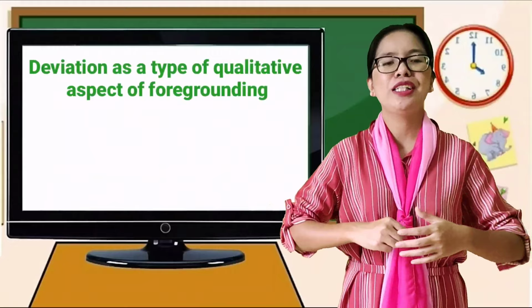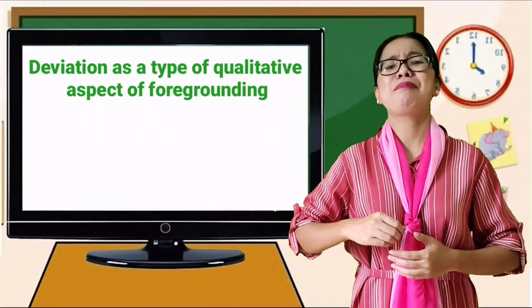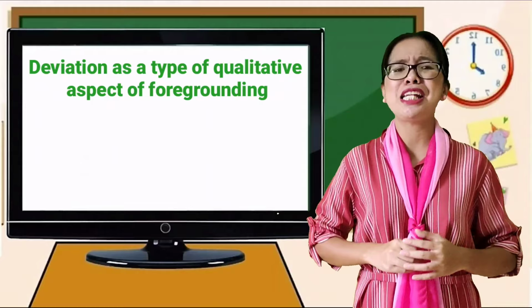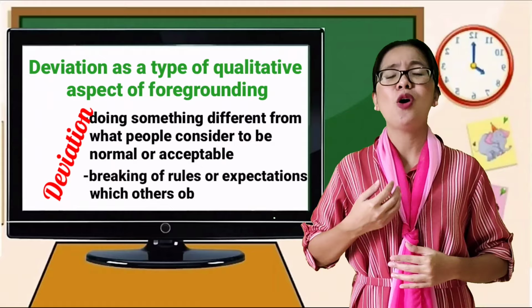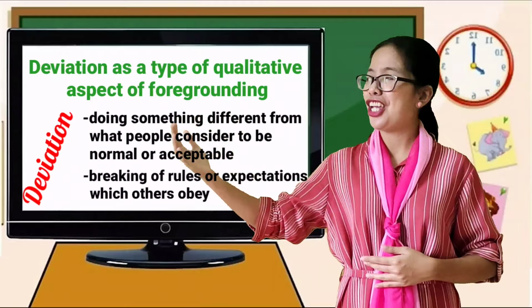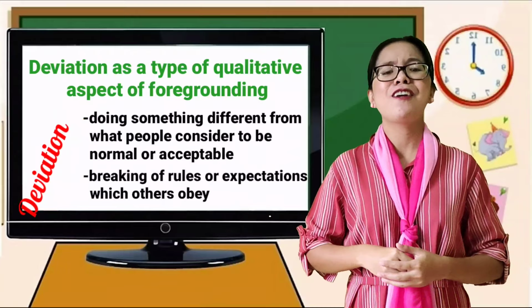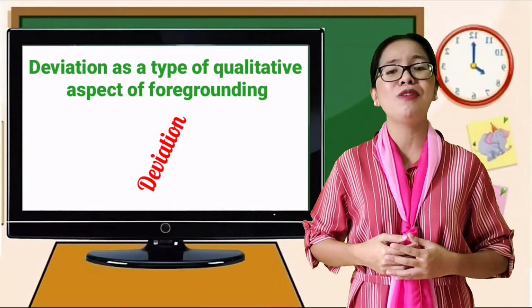Deviation belongs to the qualitative type of foregrounding. It can be realized through different stylistic devices. Deviation means doing something different from what people consider to be normal or acceptable. Deviation also means the breaking of rules or expectation which others obey, like the way I change the font size or font style of this text. This deviation from expectation produces the effect of foregrounding, which attracts attention and aids memorability.